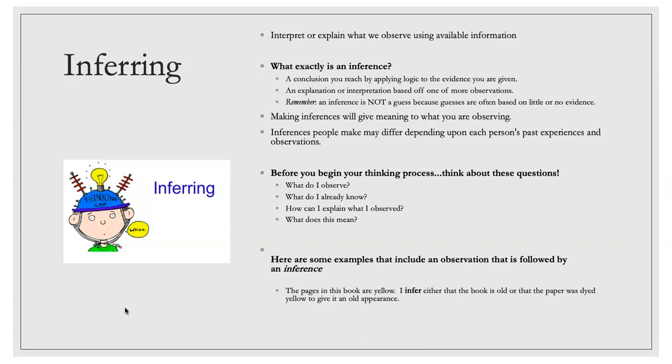Before you begin your thinking process, think about these questions. What do I observe? What do I already know? How can I explain what I observed, and what does this mean? So those would be the types of questions you would pose to your students after they watch a demonstration or do a particular experiment. Here's an example that includes an observation that is followed by an inference. So, for example, if you're opening up a book and the page in this book is yellow, you could infer that either the book is really old or that the book's paper was dyed yellow to make it look old.